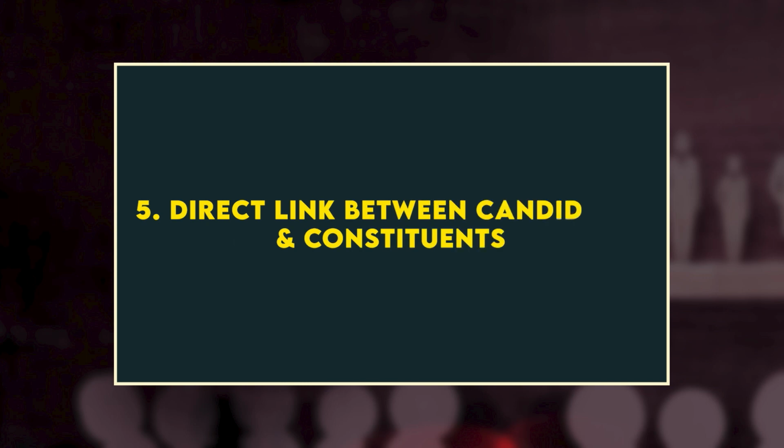Now, the other advantage of this system is the direct link between candidates and constituencies. In the first past the post system, candidates are typically elected to represent specific geographic constituencies, creating a direct link between elected representatives and their constituents. This can enhance accountability, as constituents can hold their representatives directly responsible for their actions or decisions.